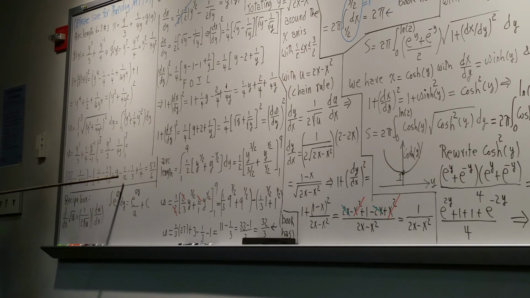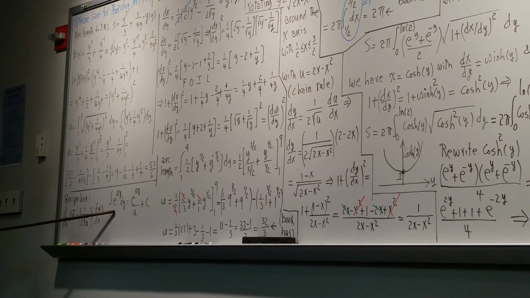So a fourth minus a third minus a 12th amounts to taking away a 6th, is what it amounts to. And so we'll look at the recipe box when we need the recipes.